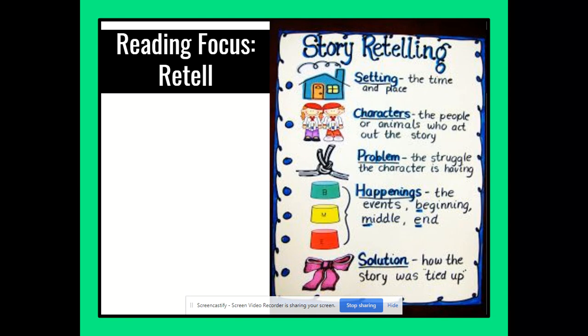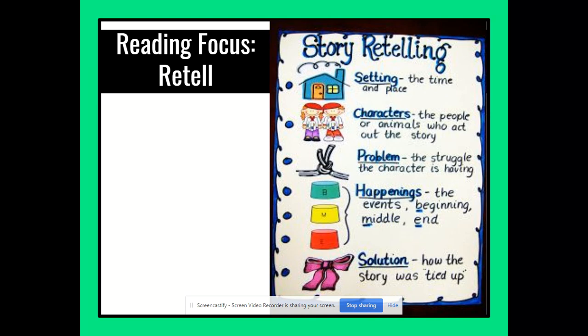Where and when does a story take place? The characters. Who are the people, the animals, the creatures in a story? We want to include the problem, which is the struggle the character is having. Then also, what are the important events at the beginning, middle, and end? And last, we need the solution. How was the story tied up?